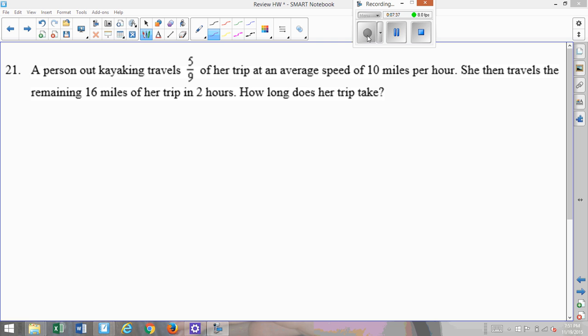Okay, this problem was rough. A person out kayaking travels 5/9 of her trip at an average speed of 10 miles per hour. That doesn't really help you except for the fact that you know that she traveled 5/9 of her trip. She then travels the remaining 16 miles of her trip in 2 hours. All of this information is needed. But we have 5/9, okay?